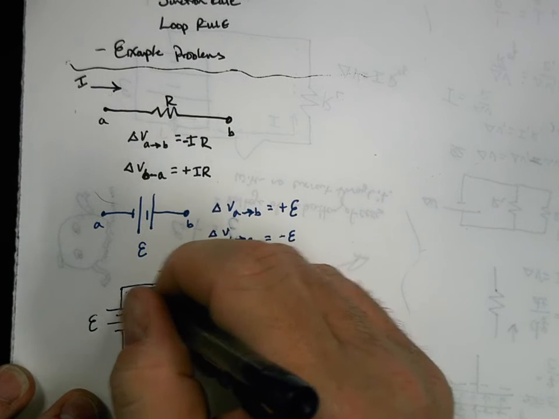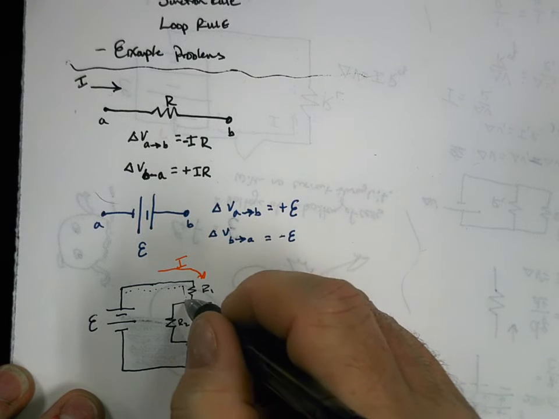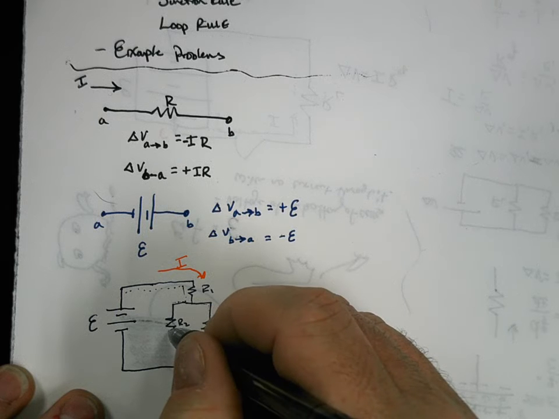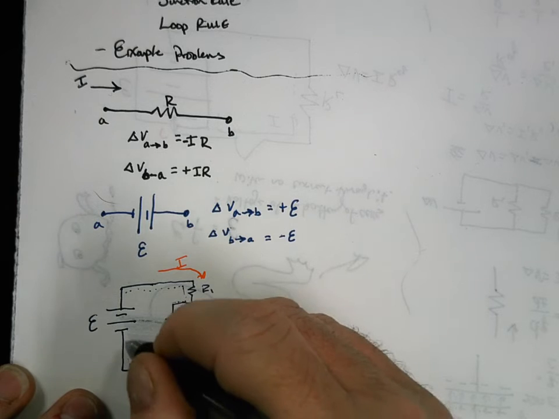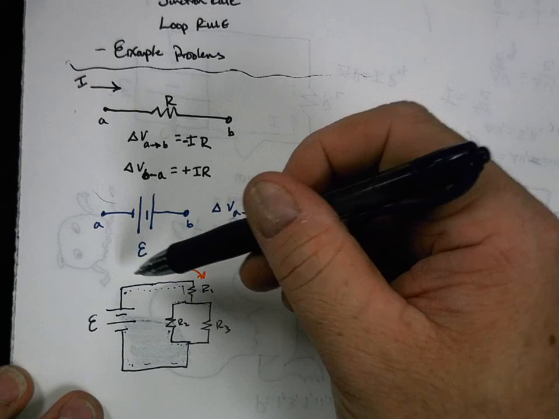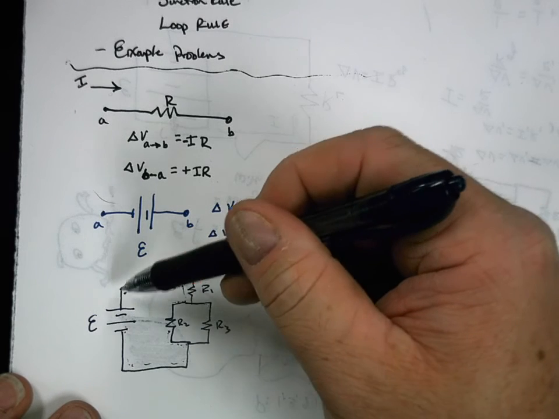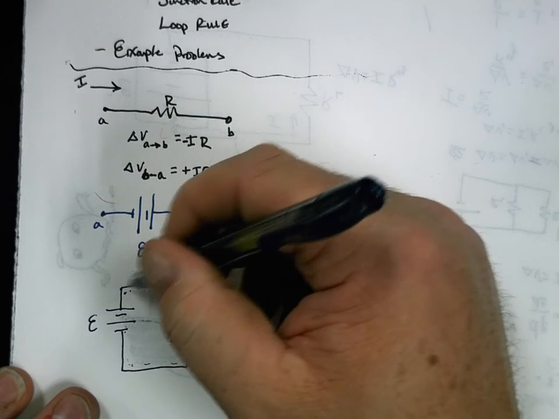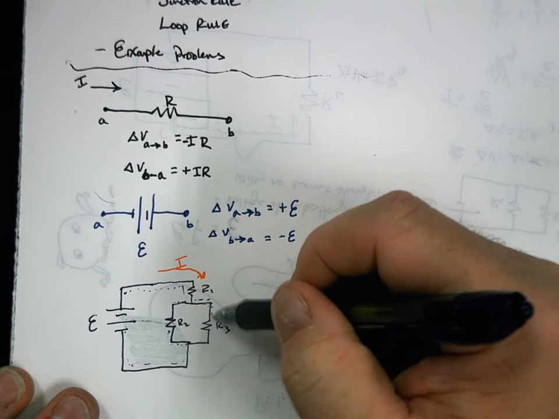We start here. We will lose some potential here, and we'll lose some potential there as we go through the resistor. We come back around, gain our potential again, and we're back to zero. As we go around a loop, the voltage remains the same. Now, if we go through another one, we can choose this way.